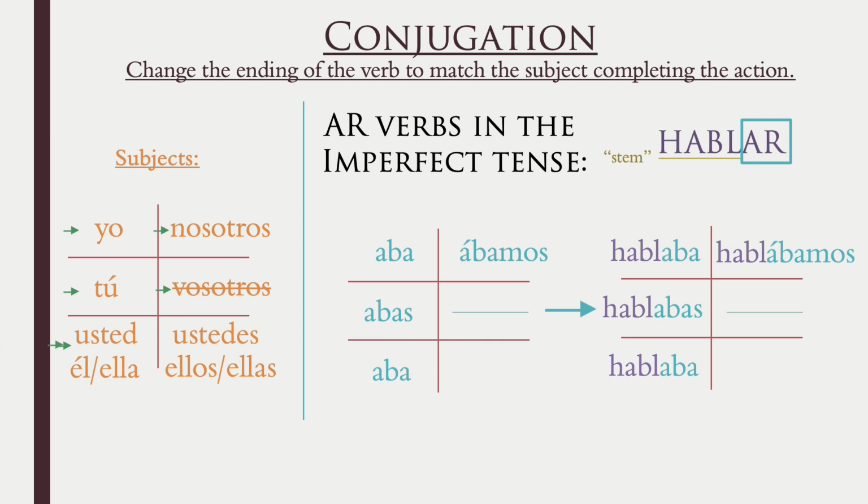Vosotros is not one we worry about. Ustedes, ellos, and ellas, the ending is aban. So if I keep my stem the same and swap out my ending, I end up with hablaban.